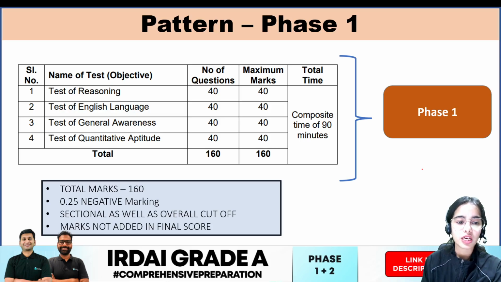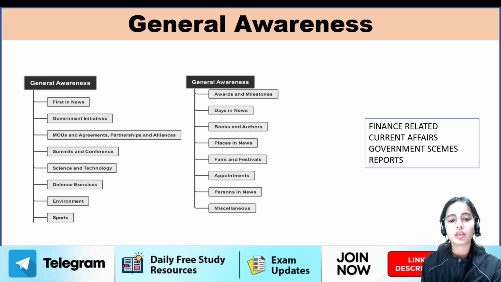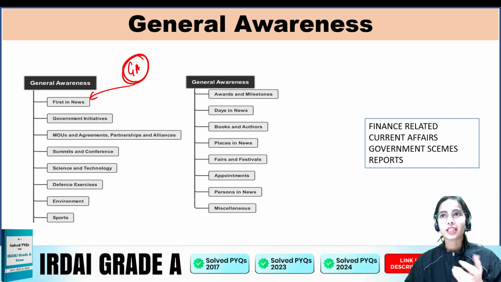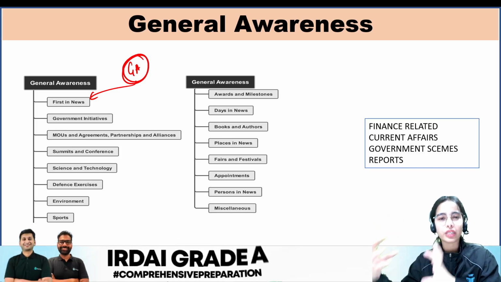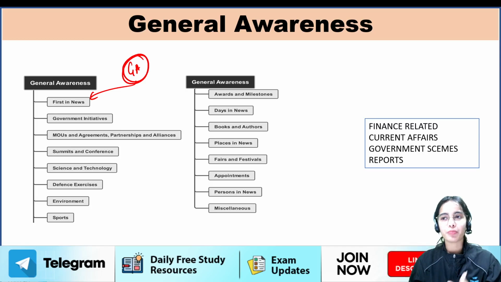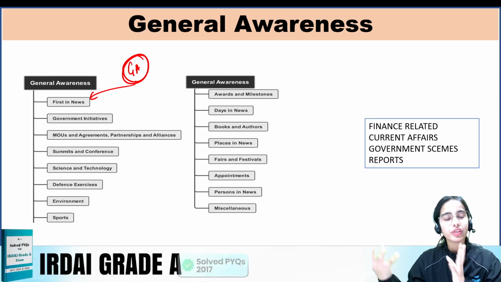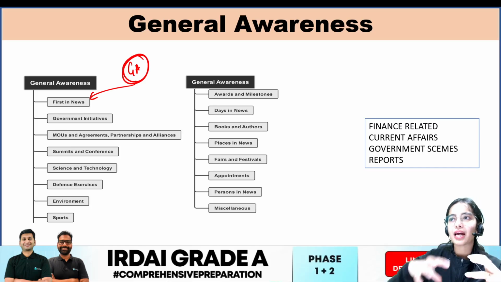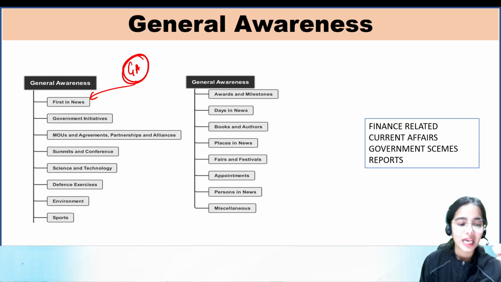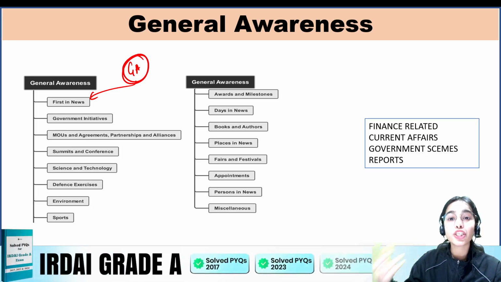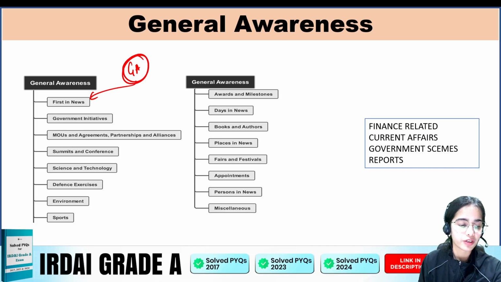Now coming to the last part, that is your general awareness. In the general awareness, you have to do the GA, which consists of, first, news: the first bank that has been launched in a particular island or area, or government initiatives that have been newly launched, the MOUs and agreements that are happening, if RBI or IRDAI has done an MOU with a particular organization, summits and conferences that are happening, science and technology, if there is some innovation or discovery that has happened, defense exercises, India and some other country doing a defense exercise, environment related news, any news that a new technology has been found or a new initiative has been taken to protect the environment and for sustainable development, sports related news.